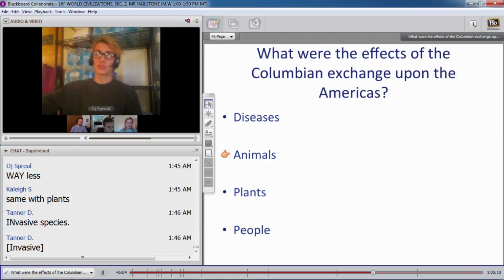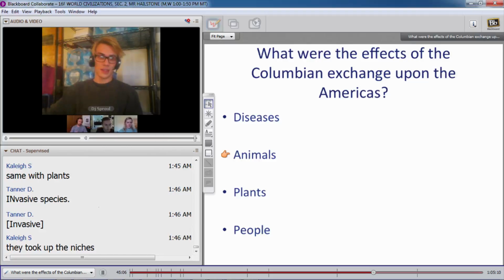Like tamaracks are hugely popular out here in the Mojave Desert, but they're not native. They came across with some people who came over here, and they've killed basically everything that they've touched.